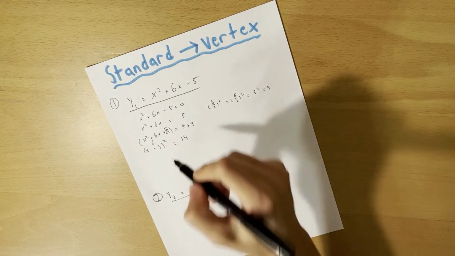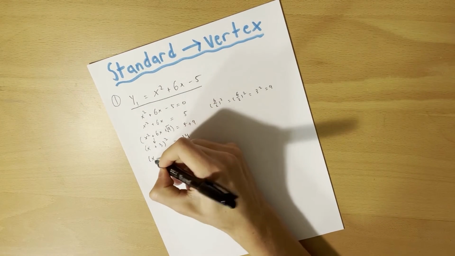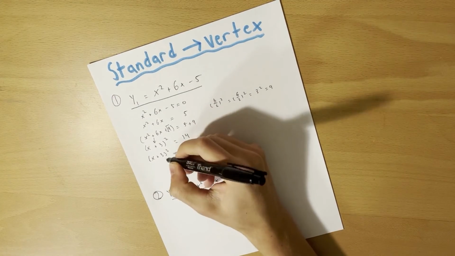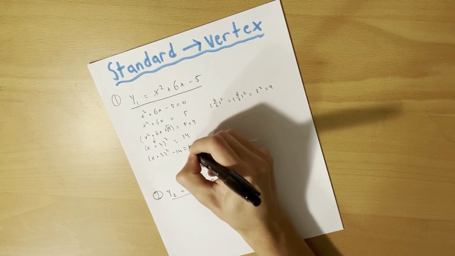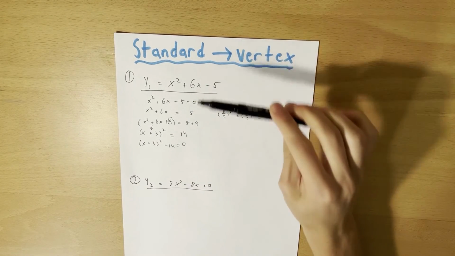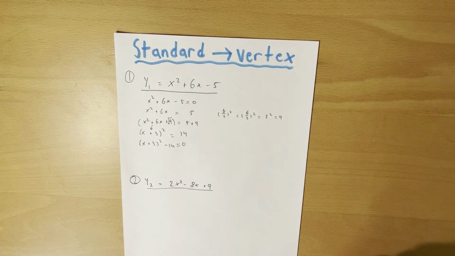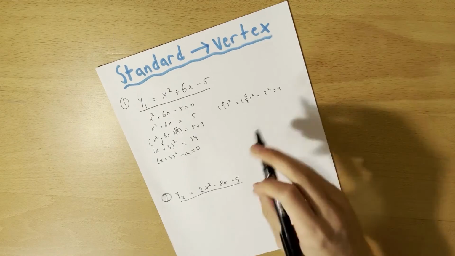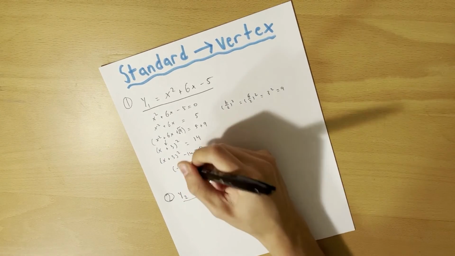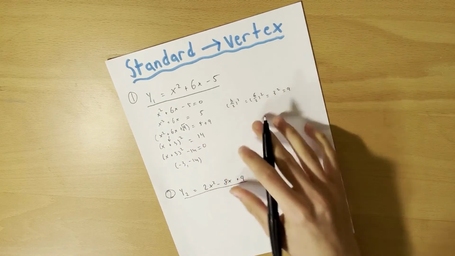Now we're almost done. I'm going to bring this 14 over. So x plus 3 squared minus 14 equals 0. And that is this parabola from standard form to vertex form. So here, the vertex would be at minus 3, minus 14.